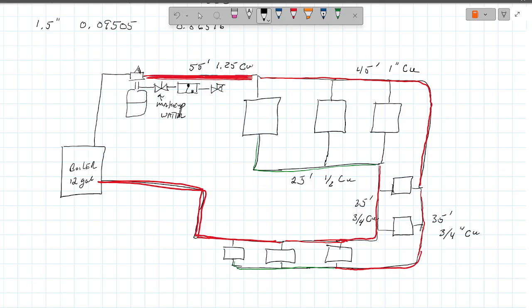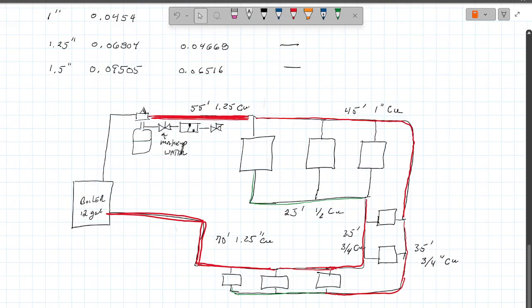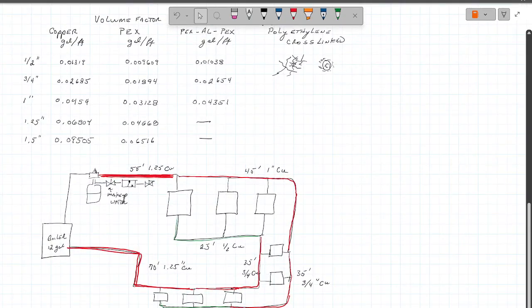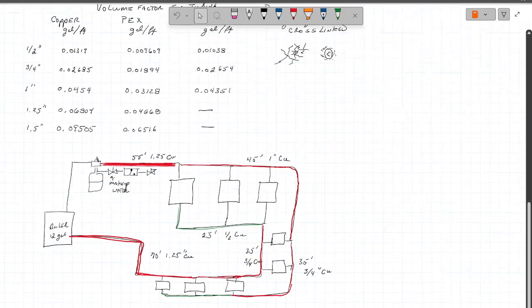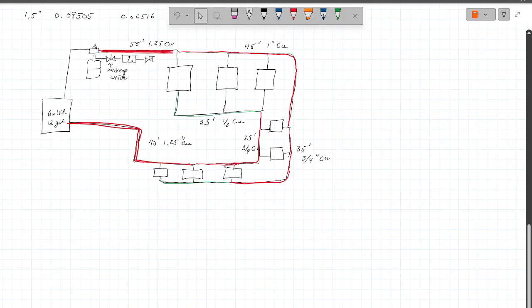But this piece here, this will be 70 feet of 1.25 inch copper. So literally you're going to have to use this set of data points up here to find parts and pieces of this. That makes sense? Yeah. Okay. So literally it comes out to 55 times the, let me write that whole thing out so you can see it. Might as well do it right if you're going to do it.